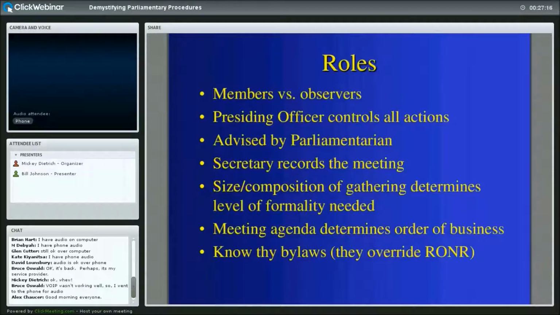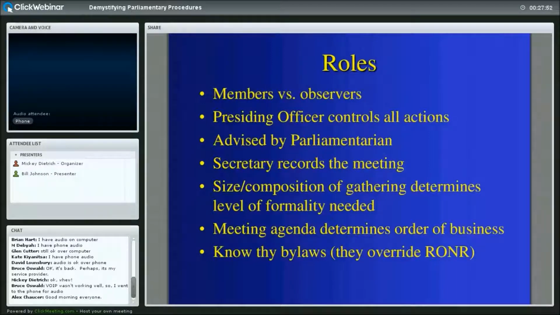Okay, so a little bit about the roles. Everybody in a Robert's meeting has a particular role to play. The first thing is to understand that when a deliberative assembly is meeting, it's generally a meeting of the members of the organization. So, for example, when the GIS Association had its meeting at the conference in Saratoga back in the fall, we had a business meeting of the association there. There were people in the room that may have been sponsors or visitors or students that were not members of the association.